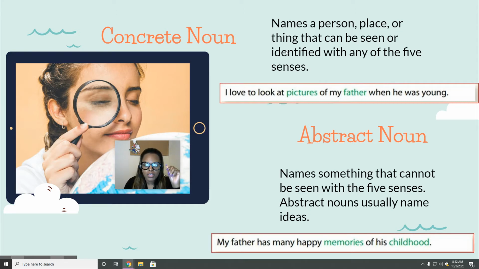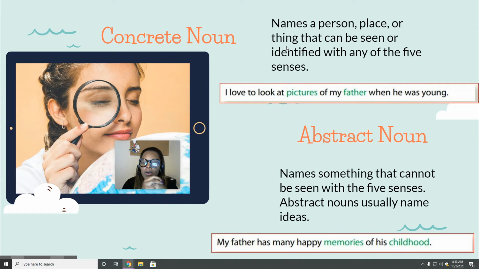With that concrete, think about something concrete that you can touch. I'm using my charger. I can touch this. Okay, so when you think concrete noun, is this noun something that I can see? Is it something I can hear? Is it something I can smell or taste or touch? Then it's concrete, it's solid, it's physical. Okay, it exists in real life.